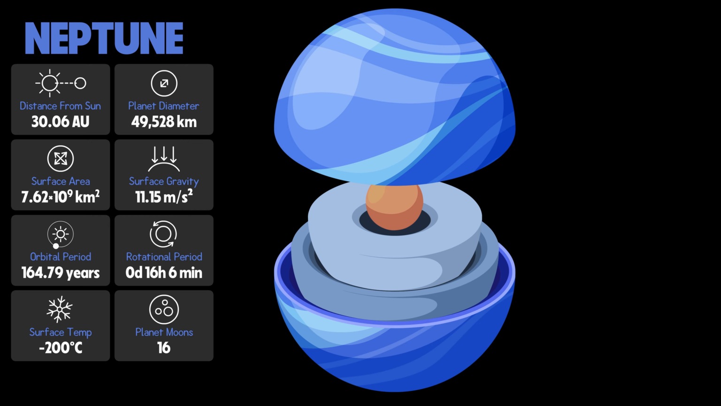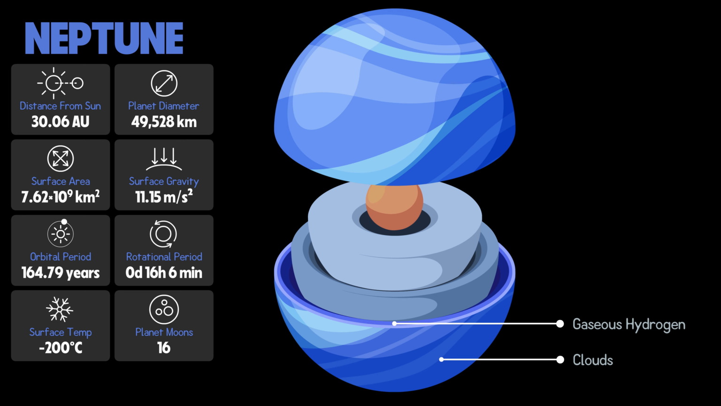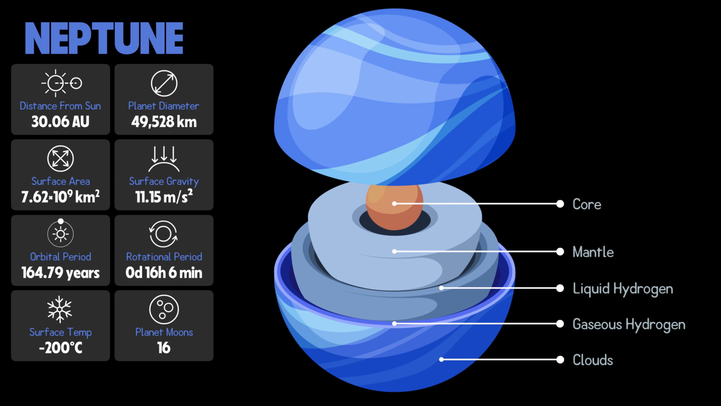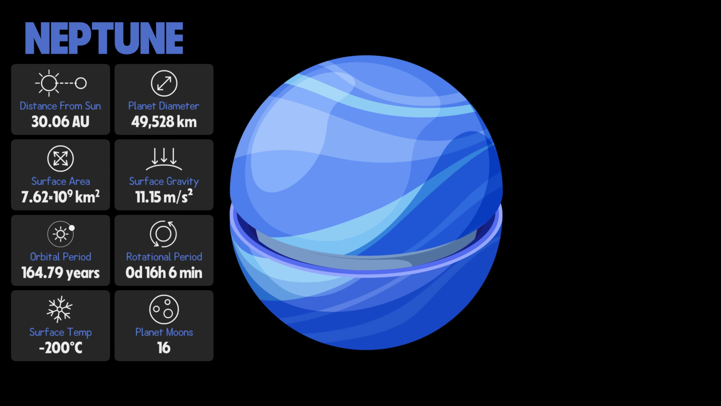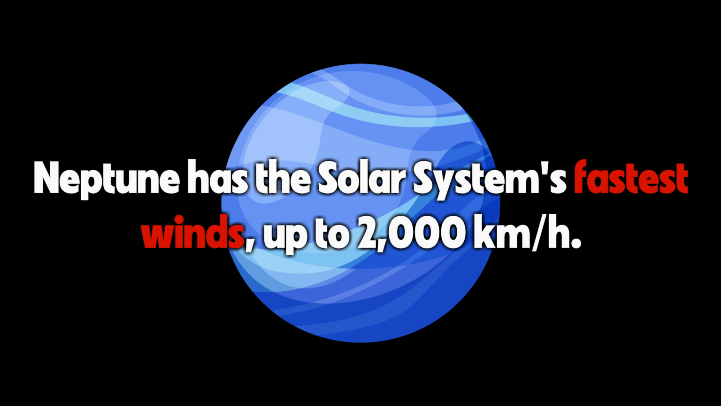Neptune's structure includes the following layers: the clouds, the visible atmospheric features of Neptune; the gaseous hydrogen layer, the outermost layer of Neptune; the liquid hydrogen, above the mantle, where hydrogen exists in a liquid state; the mantle, a surrounding layer, possibly icy and rocky; and the core, a dense core comprised of heavy elements. An interesting fact is that Neptune has the solar system's fastest winds, up to 2,000 kilometers per hour.